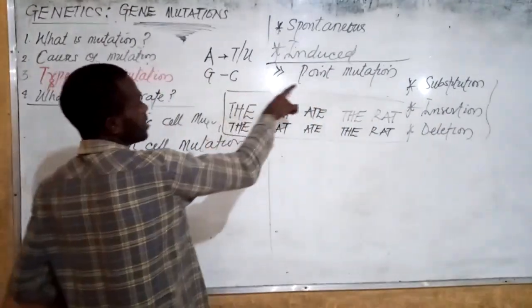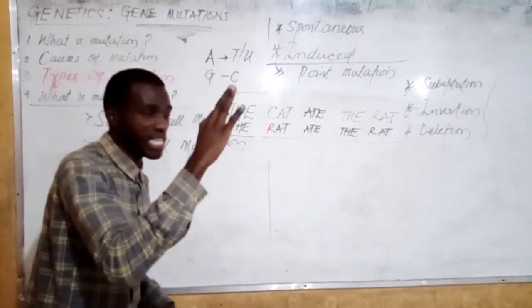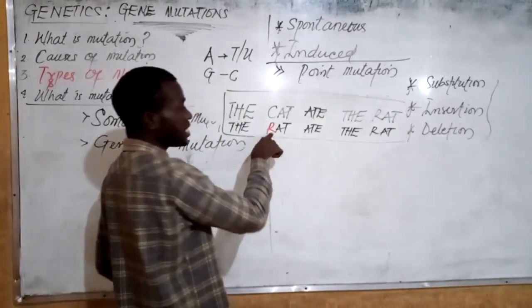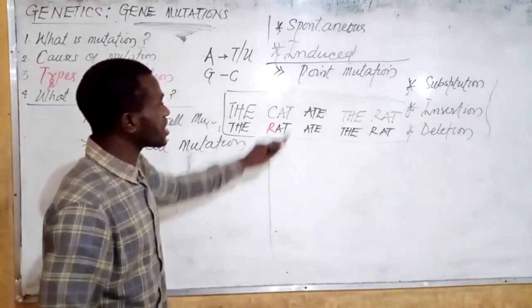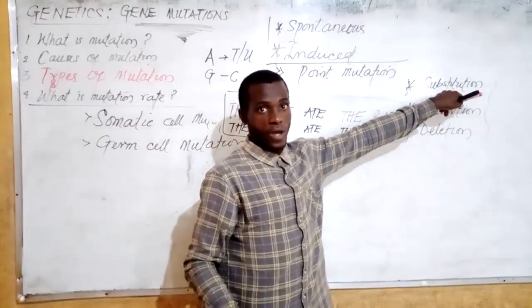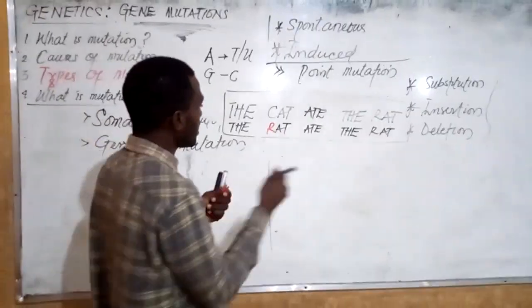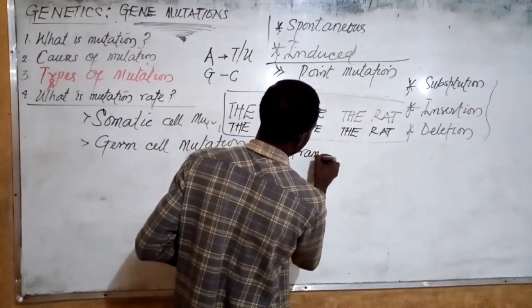Why? Because it is happening only to one of the nucleotides of the codon. So you see, only this R, one of these nitrogenous bases, is changing. So it is called a point mutation, and it is a wrong substitution. All right? It could also be a deletion. Now, a deletion usually leads to what is called the frameshift mutation.